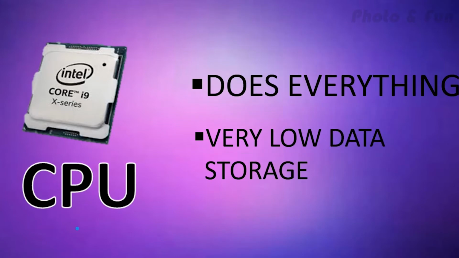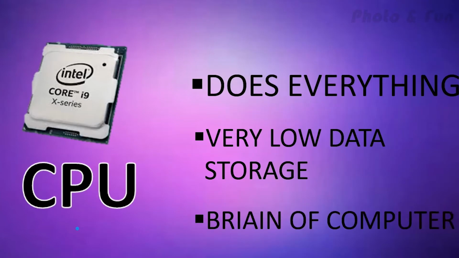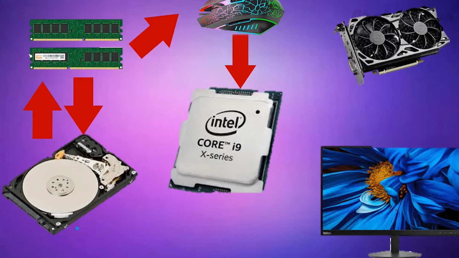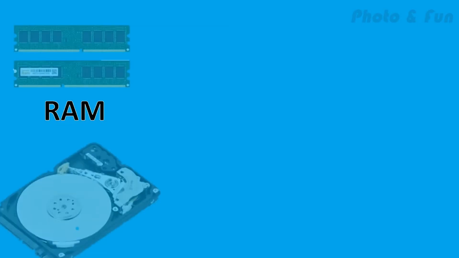It's often referred to as the brain of the computer. I personally don't like the description, because really your entire computer is just a brain. The CPU is just the center part of it. Basically, every effort in your computer goes through your CPU at some point. Now let's talk about RAM.